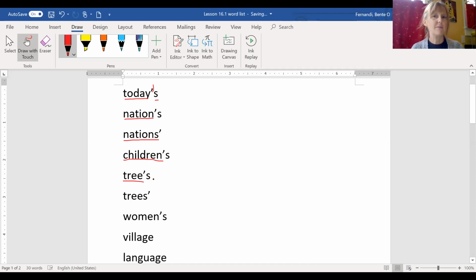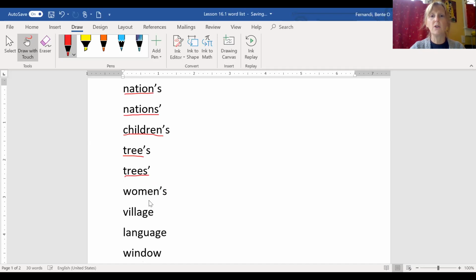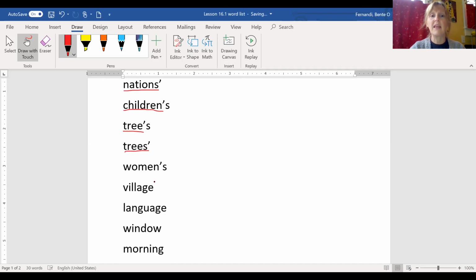But what if we were talking about the trees in the rainforest? That's a lot of trees. So we're going to say the trees' canopies give cool, damp shade to the rainforest. So again, we think about whether it's singular or plural first. We're going to write trees in plural form, then we'll add the apostrophe after to show possession.